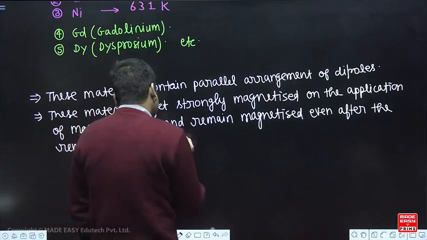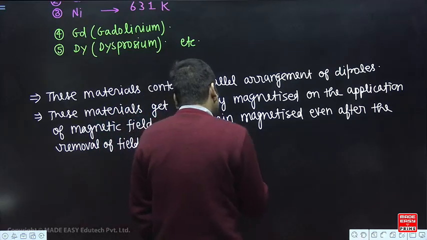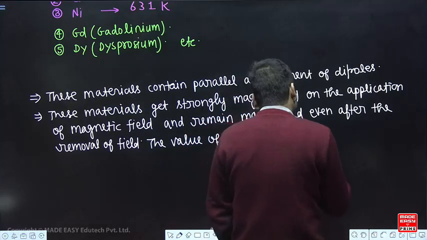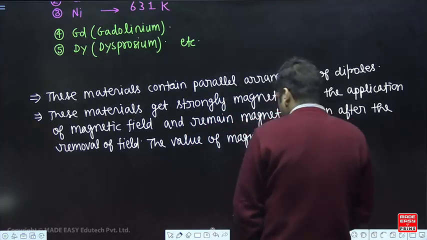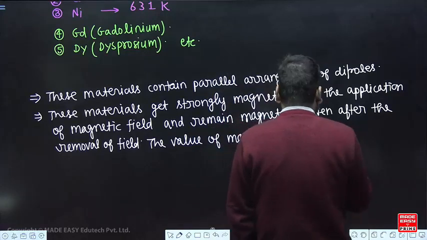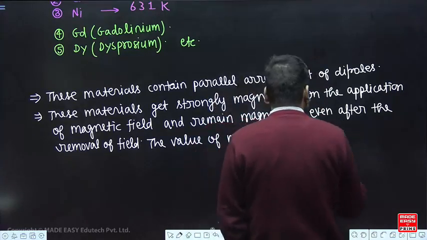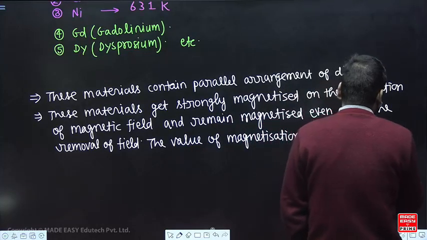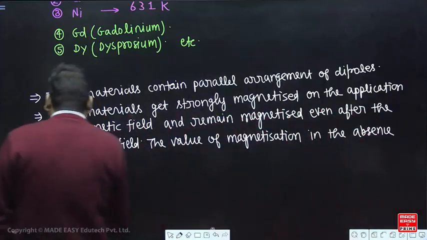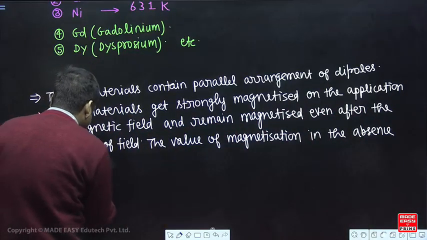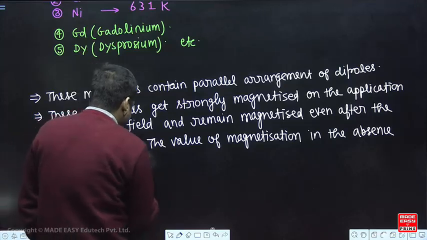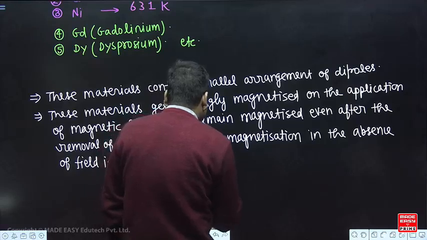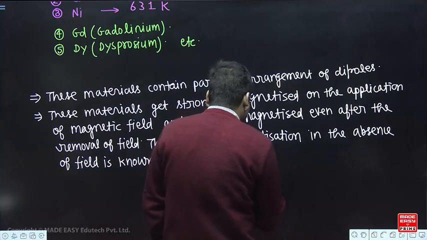The value of magnetization in the absence of field is known as spontaneous magnetization.